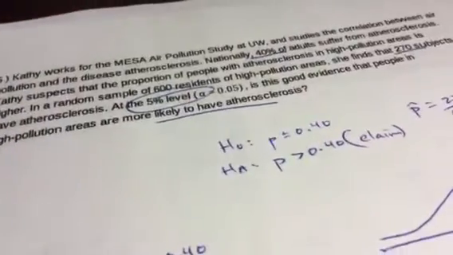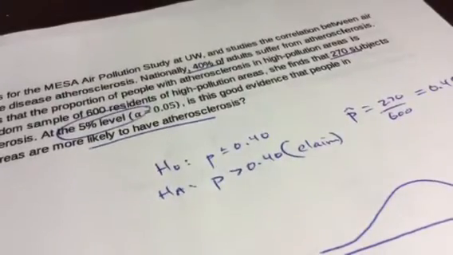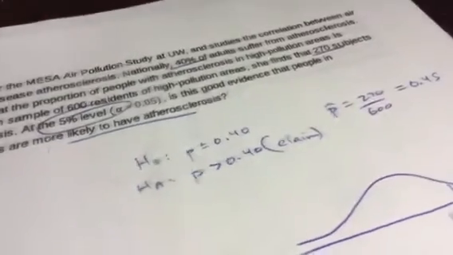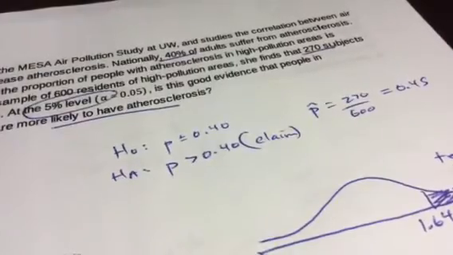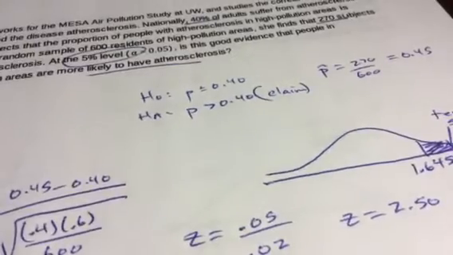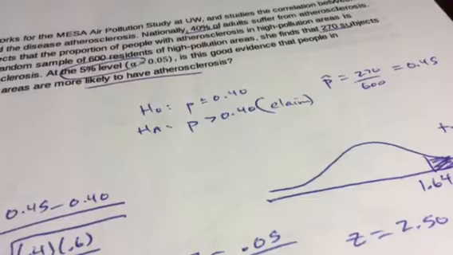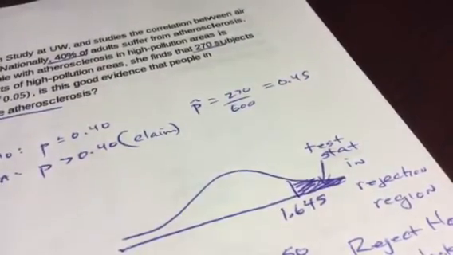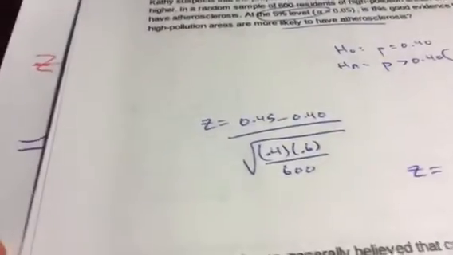Kathy works for Mesa Air Pollution Study at University, I think it was Wisconsin this question came from. This is a proportion question. Nationally, 40% of adults suffer from this. She believes that people in high pollution areas are going to suffer at a greater rate. So greater than 0.4 is the claim. That means the null hypothesis is less than or equal to 0.4. Your test stat, 270 over 600, is exactly 0.45. You round those to the nearest 3 decimals if you have to on Friday.